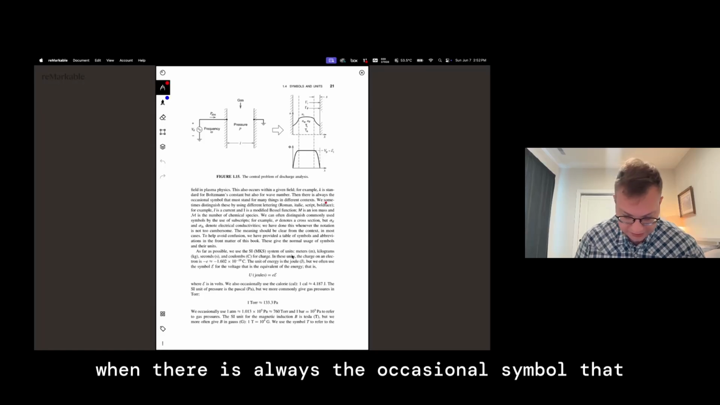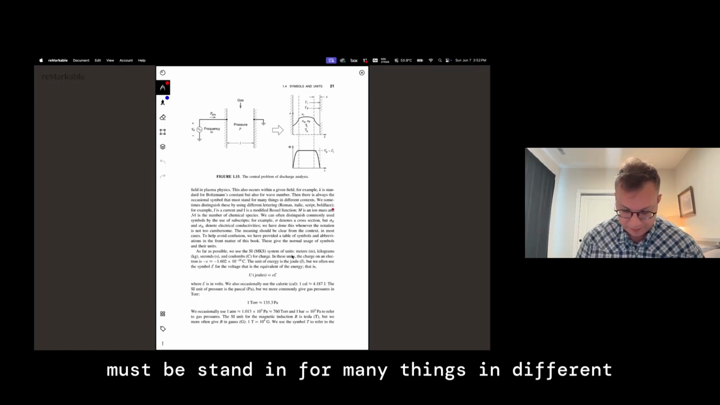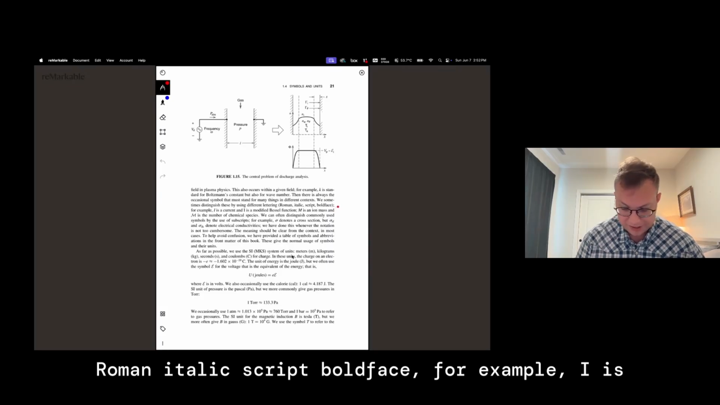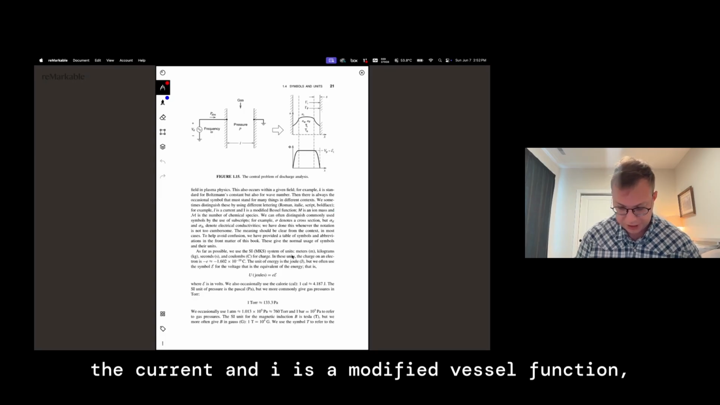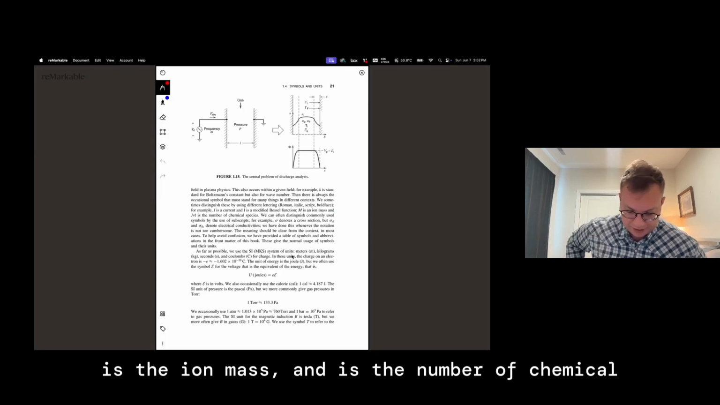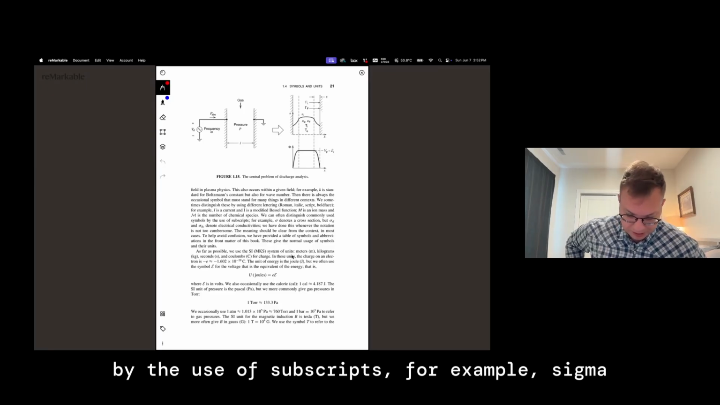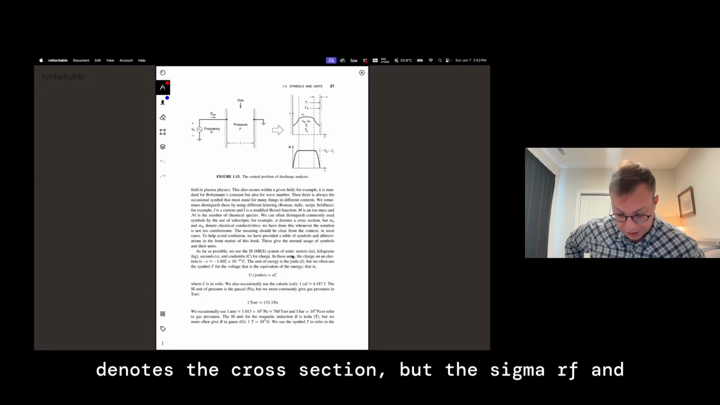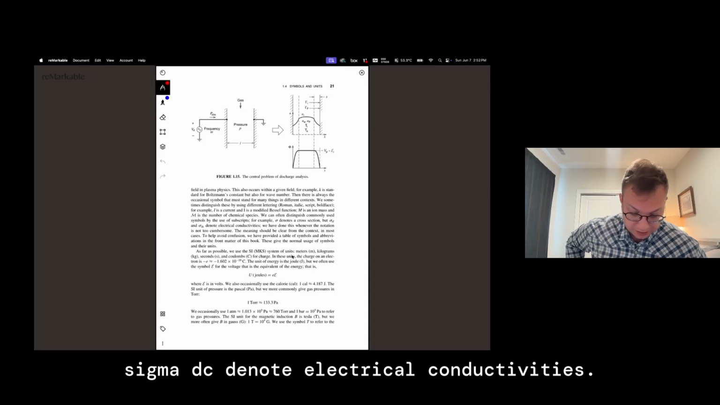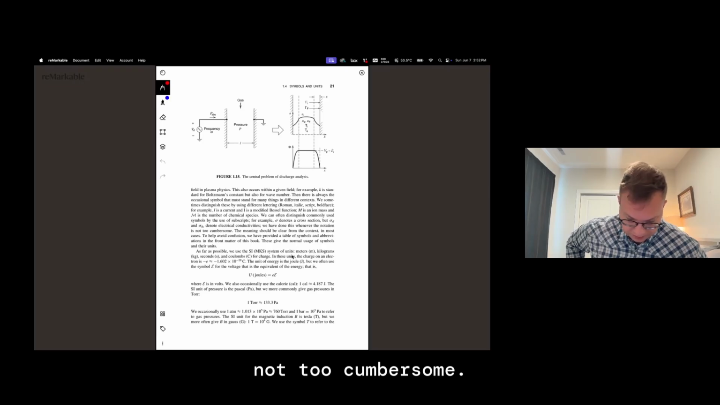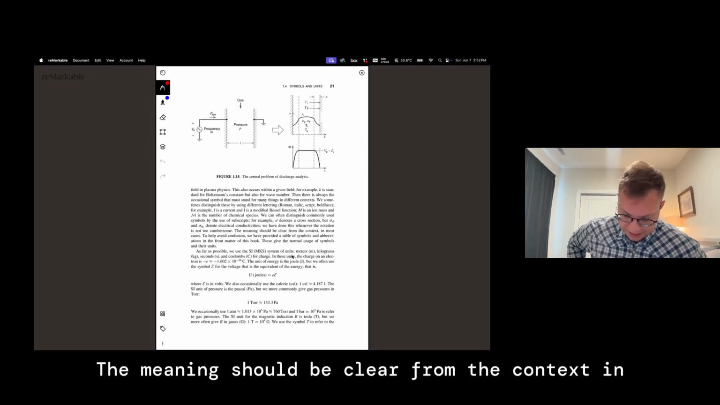There's always the occasional symbol that must stand in for many things in different contexts. We sometimes distinguish these by using different lettering: Roman, italic, script, boldface. For example, I is the current and I is a modified Bessel function. m is the ion mass and M is the number of chemical species. We can often distinguish commonly used symbols by the use of subscripts. For example, sigma denotes the cross-section, but sigma_RF and sigma_DC denote electrical conductivities. We've done this whenever the notation is not too cumbersome. Meaning should be clear from the context in most cases.